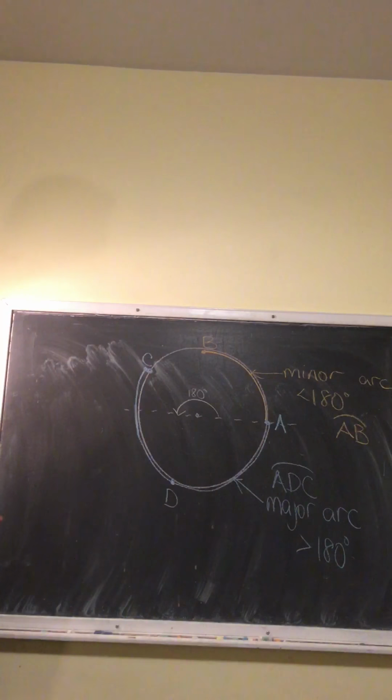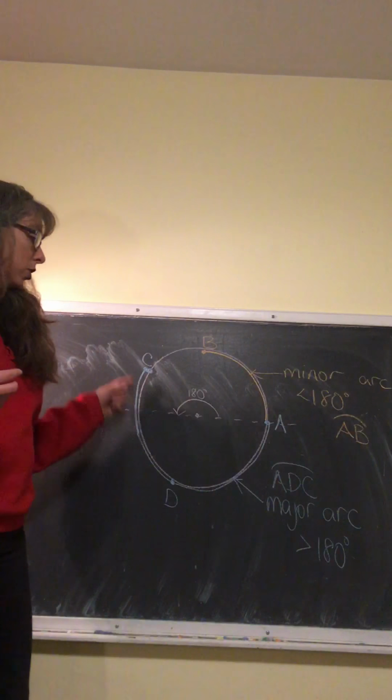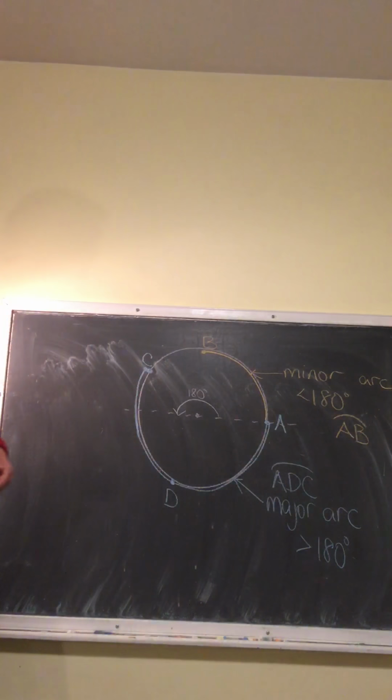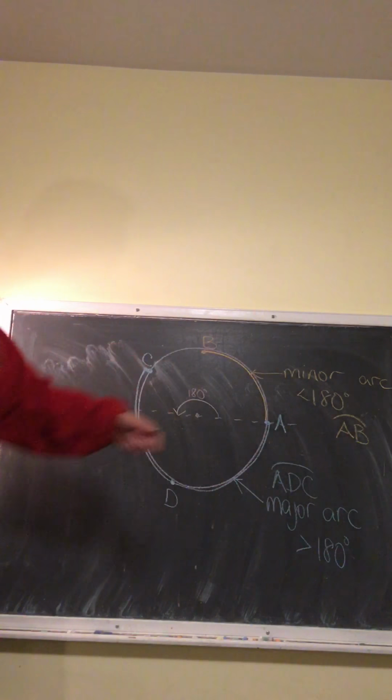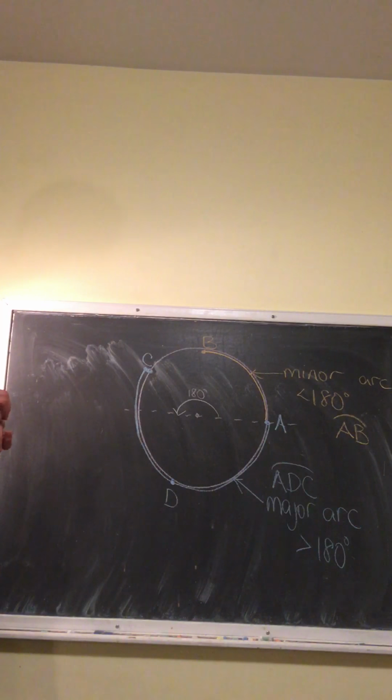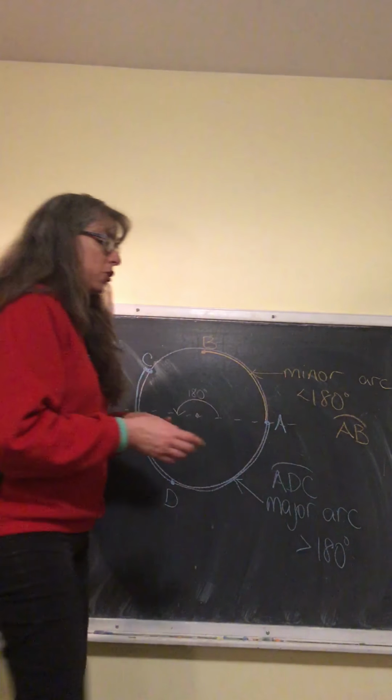Some of you are wondering if we can call it arc CDA, and yes, in fact, you can, just like we could call this minor arc arc BA. Either of those will work. All right, so that's semicircle, minor arc, and major arc.